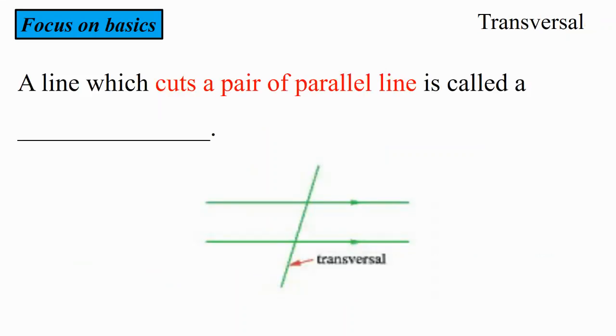And what is a transversal? It is a line which cuts a pair of parallel lines. So if we have the pair of parallel lines here, this is a transversal. It's a line that cuts them. Actually, the transversal is defined as the line that cuts two lines, and it doesn't have to be parallel. But for the angle properties that we want to learn, it has to be a pair of parallel lines.